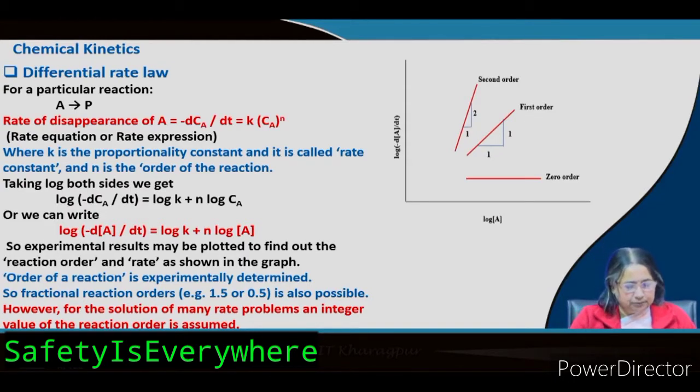This is possible. But sometimes for practical purposes, for example, if you see the slope is like 0.95, then you can think that okay, it is close to 1. So, you can tell that okay, order is 1. So, it is a first order reaction.